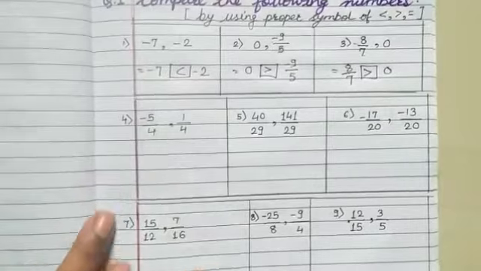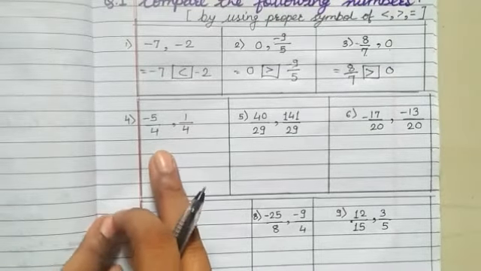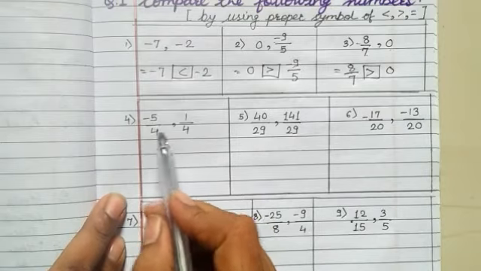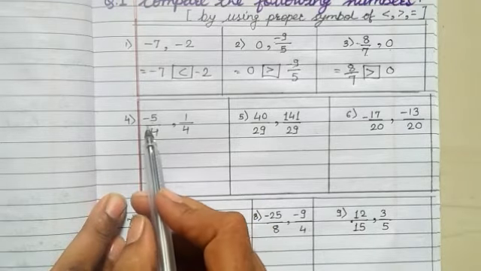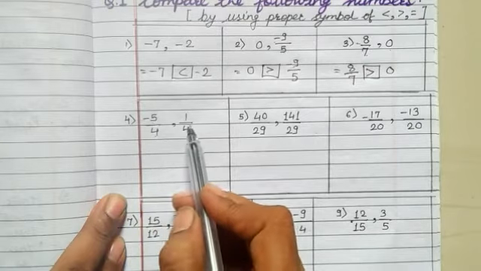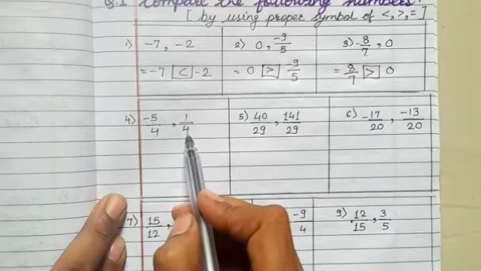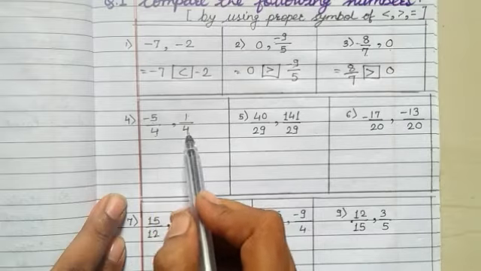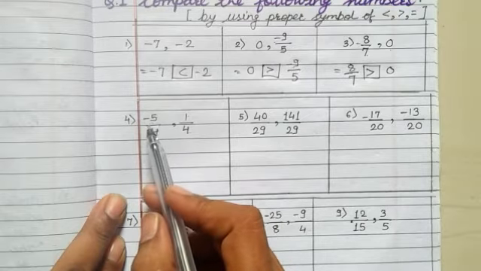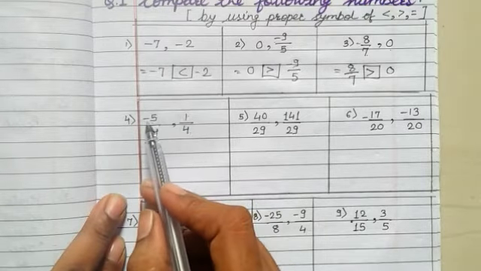Now in the same way, we have to solve this sum, but here we have a comparison between fractional numbers. The first one is negative 5 upon 4 and the second number is 1 upon 4. Here both numbers have the same denominator, that is 4. It means we can directly think about the numerator.